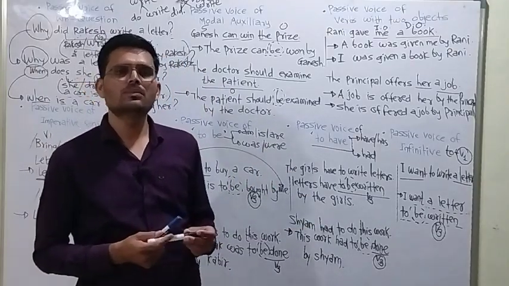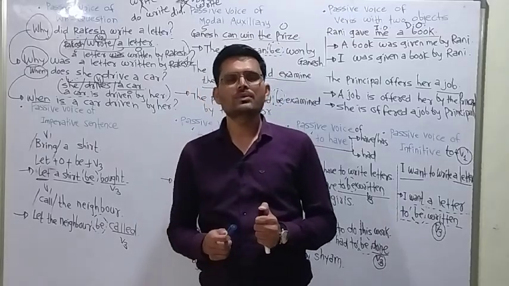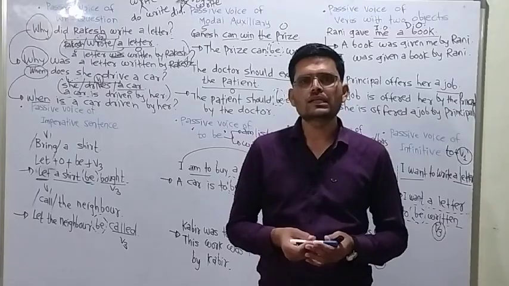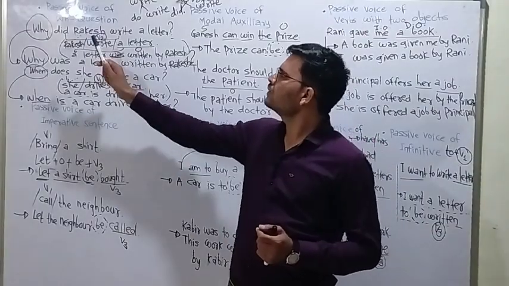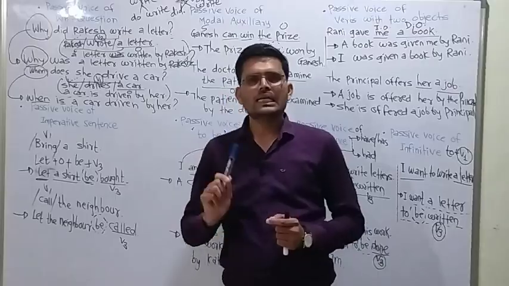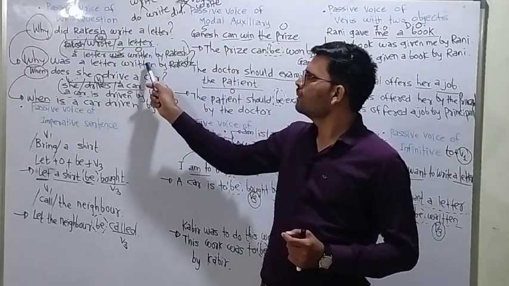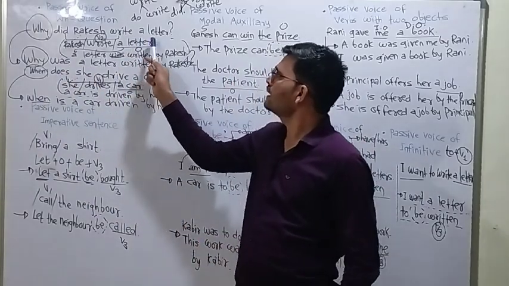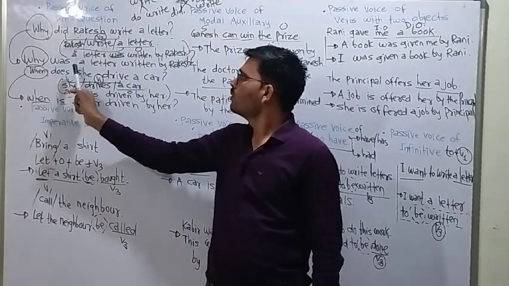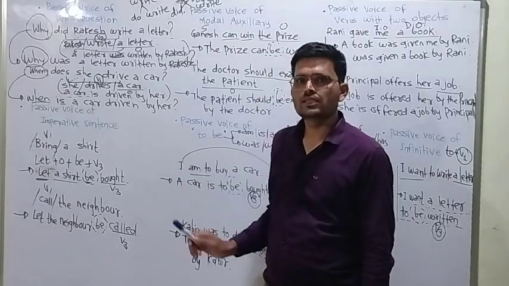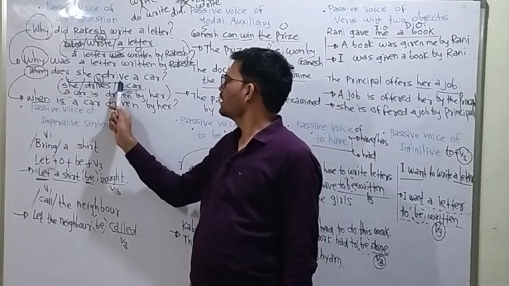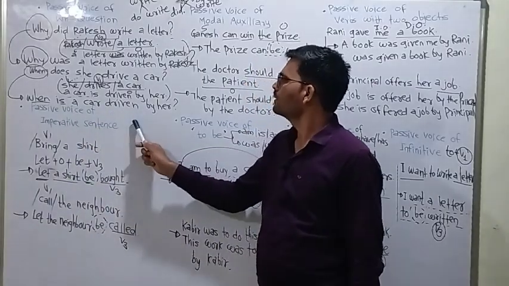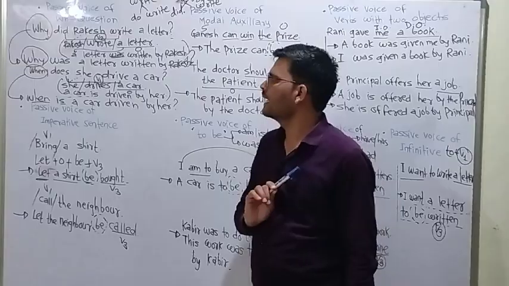Today we learned the most important topic of active voice converted into passive voice of different concepts, and a very exceptional concept is there. First we learned the passive voice of WH question. In WH question, the WH word stays as it is. Okay, why did Rakesh write a letter? The answer is, why was a letter written by Rakesh? Okay, then when does she drive a car? The answer is, when is a car driven by her? So that is the answer.